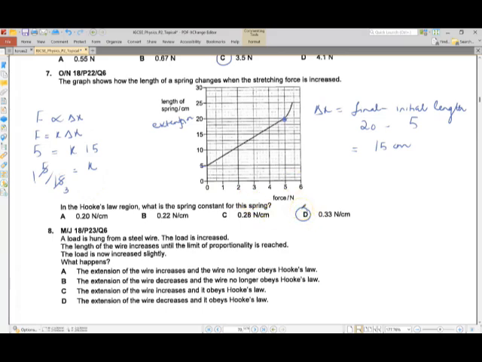Please remember that this is a length graph, not an extension graph. When there is an extension and load graph, the gradient gives you the spring constant. But when it's a length and force graph, kindly don't fall for it that you can find it from the gradient. This is not going to give you the spring constant.